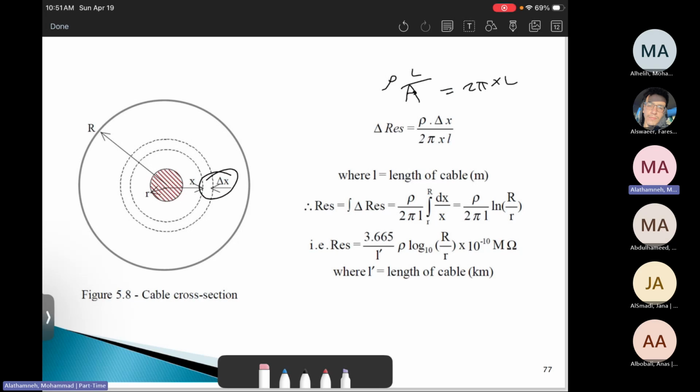Where L is the length of the cable, rho is the resistivity, and delta X is the difference in thickness, while X is the distance from the center. Then we can say the resistance can be calculated using this formula. Keep in mind this formula is basically in ohms, and the units are in mega ohms. The other thing to keep in mind is that L prime can be substituted by the length of the cable.